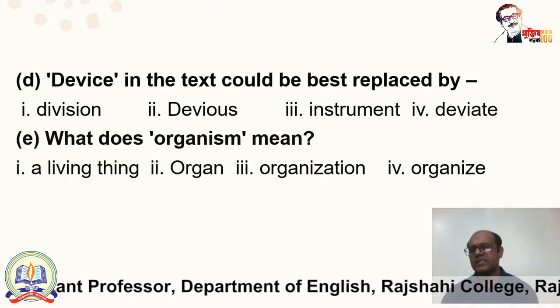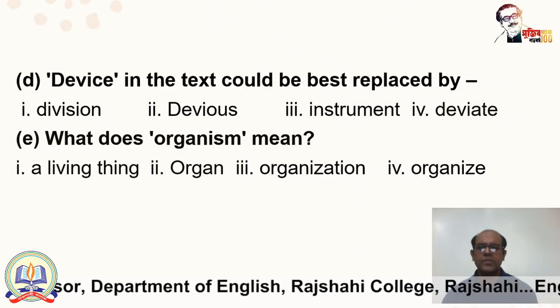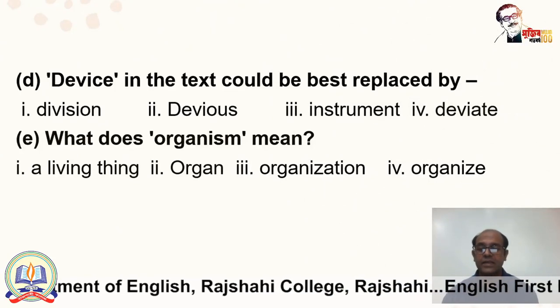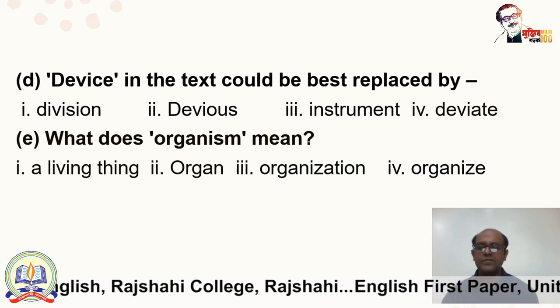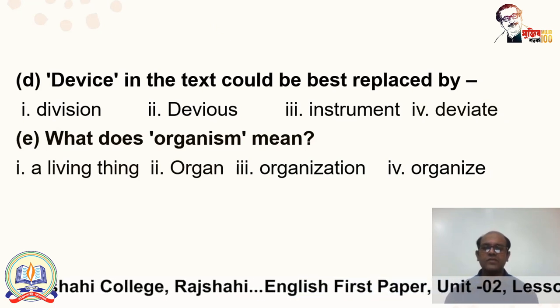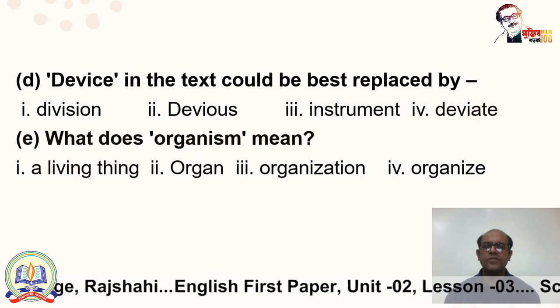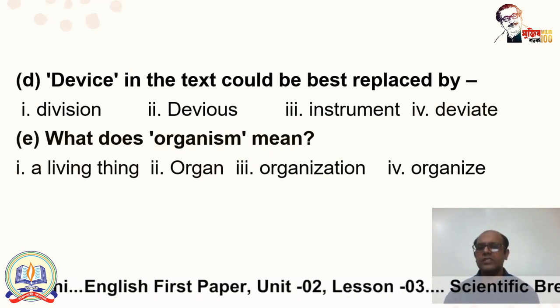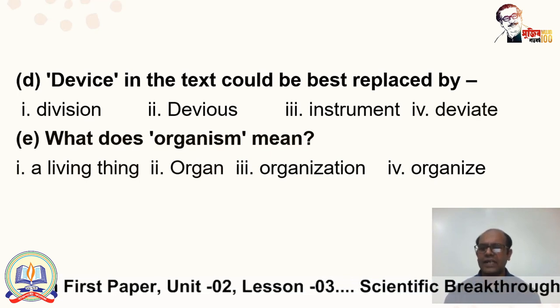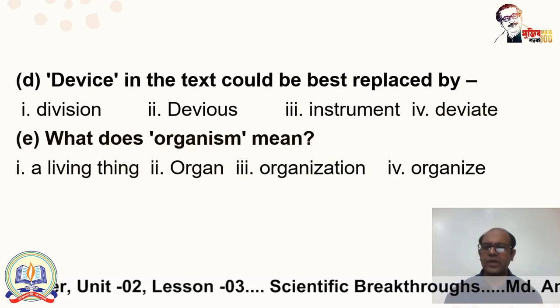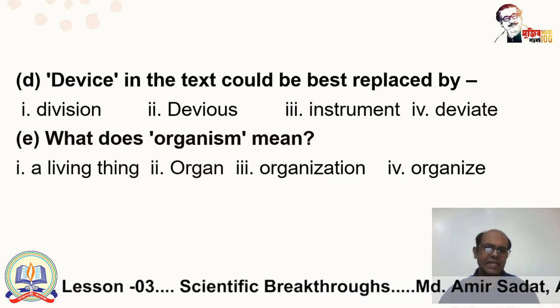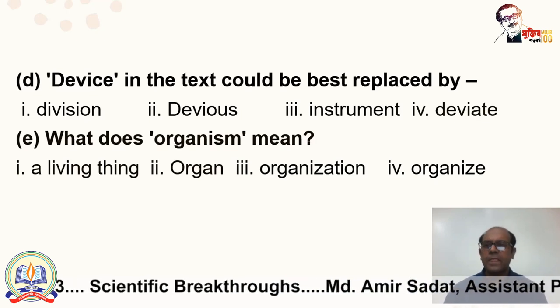Question D, device in the text could be best replaced by option 1, division, option 2, devious, option 3, instrument, and option 4, deviate. So which will be the correct answer for device? Device means instrument. So here instrument is the text, could be replaced by device.